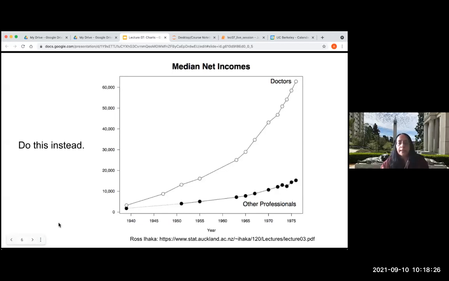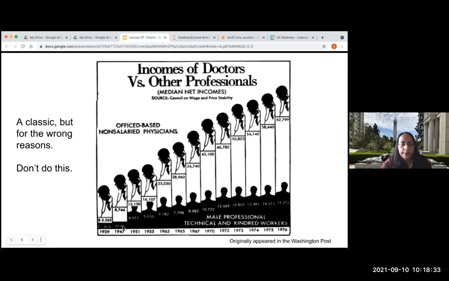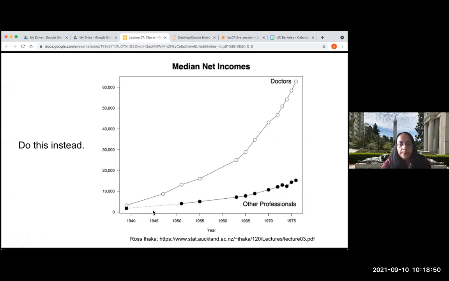Why is there a dashed line? That's a very good question. There is a dashed line because if we go back to the previous one, if you squint right here at 1947, what you're seeing, if you really squint hard, is an NA. They did not have the data for 1947 for these technical and other kindred workers. And therefore, they skipped 1947 and joined the dots from 1940 to 1950, where they had data.